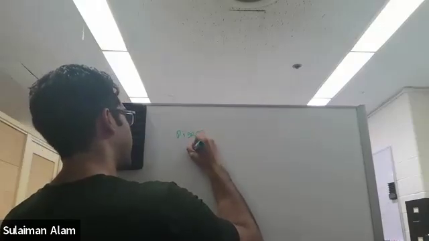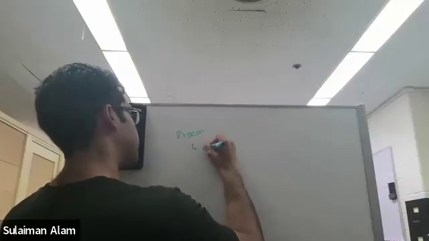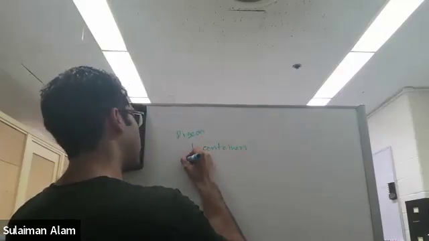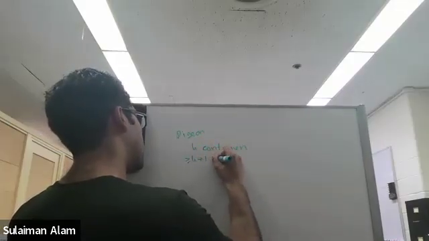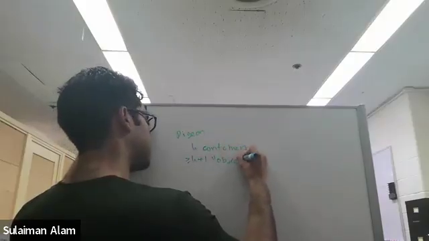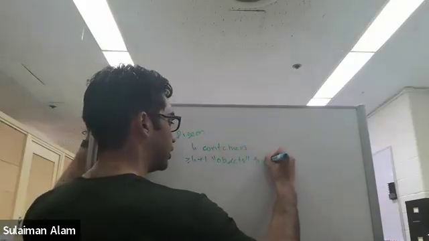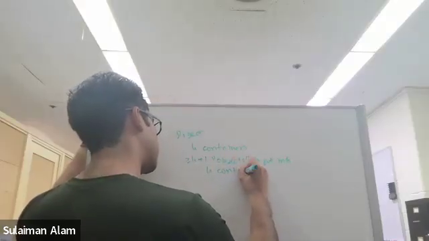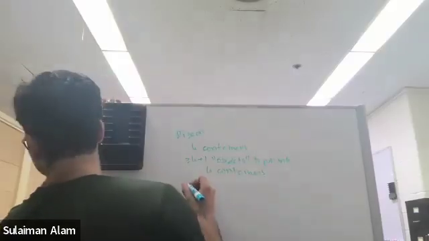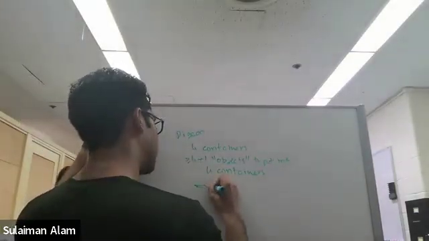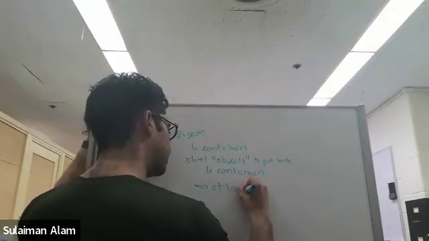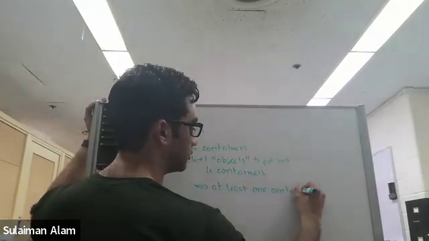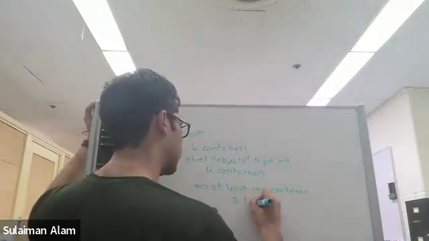Pigeon. So if I have K containers, and I have greater than or equal to K plus one objects, okay, so if you had like two mortars, it's not gonna work, put into K containers, then there has to be at least one container with more than one object.